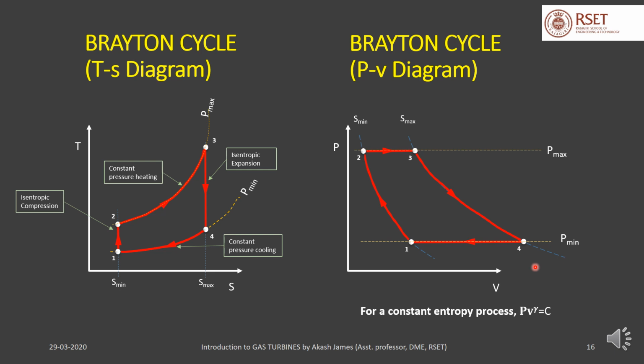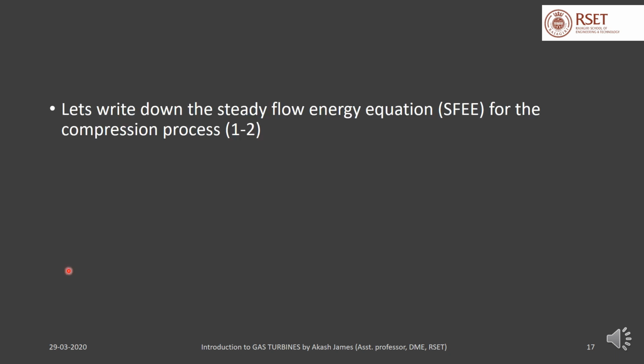This is the PV diagram of a Brayton cycle. So what we have discussed now is the TS diagram and PV diagram of a Brayton cycle, or an ideal gas turbine cycle. This is for a simple cycle. Let's start the thermodynamic analysis of an ideal gas turbine cycle by writing down the steady flow energy equation for the compression process, that is, a process from state 1 to state 2.